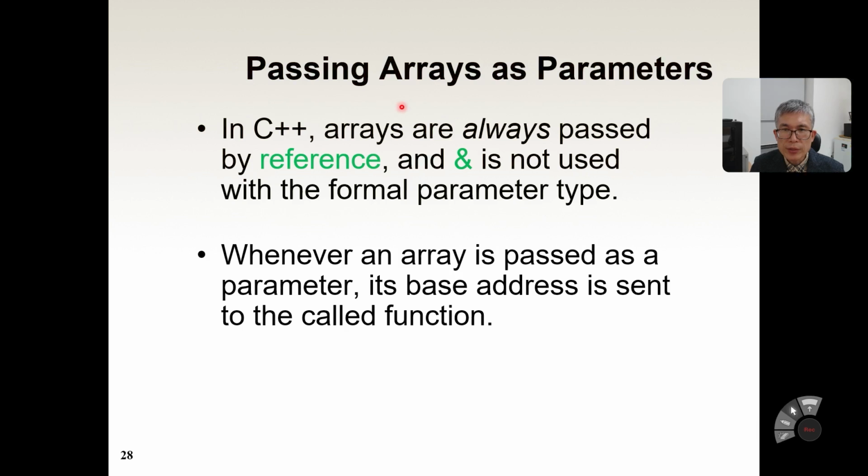So, passing arrays as parameters in C++: arrays are always passed by reference. So the reference operator, the ampersand, is not used with the formal parameter type. Whenever an array is passed as a parameter, its base address is sent to the called function. So the called function uses this array address to operate on the data in the array.